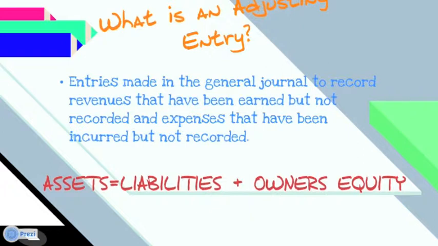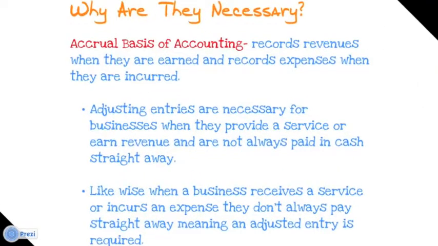When dealing with adjusting entries, it's important to always remember and keep in mind the accounting equation: assets equals liabilities plus owner's equity. The accrual basis of accounting states that revenues must be recorded when they are earned and expenses paid when they are incurred. Businesses often provide a service or earn revenues without being paid in cash straight away. Likewise, businesses can receive a service or incur an expense without having to pay for it straight away. When this occurs, it's necessary for accountants to use adjusting entries in order to maintain the accrual basis of accounting.